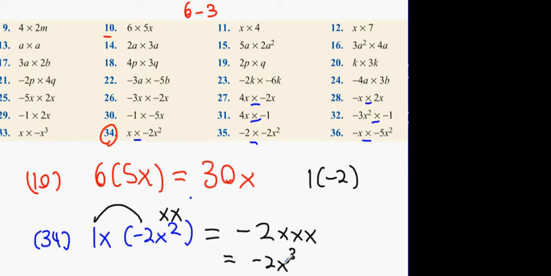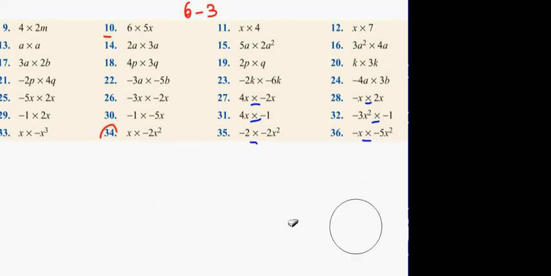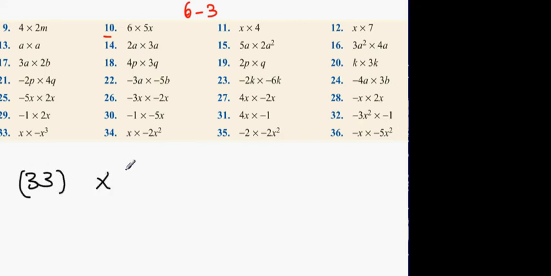Now I know a lot of you aren't happy with that at the moment. That is difficult. So we're going to do 1 or 2 more of them. Okay? I'll do number 33 now. Number 33 and number 36 would be good ones to do. So, lads, 33, let's write this out. It's x multiplied by minus x cubed.